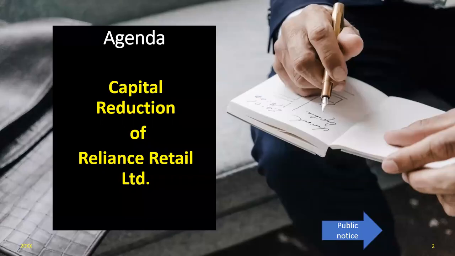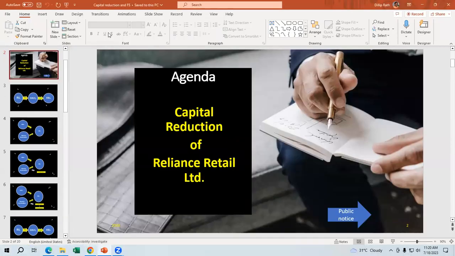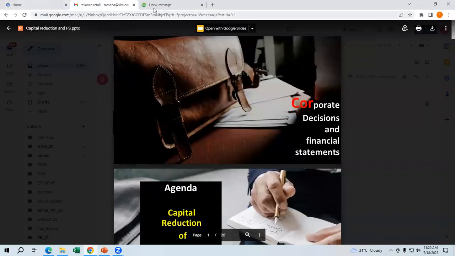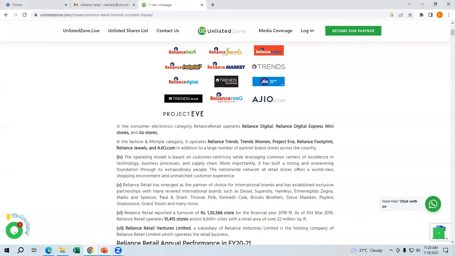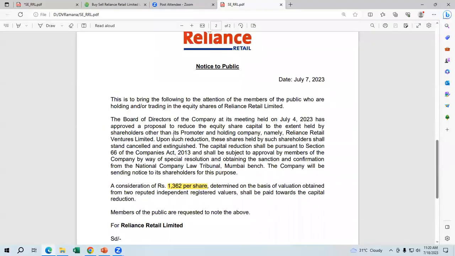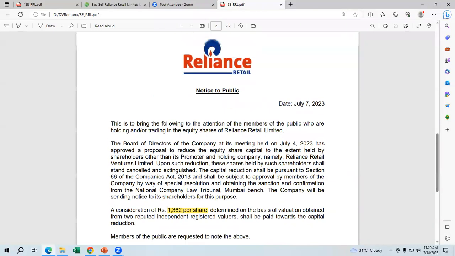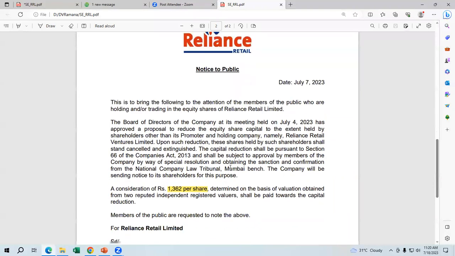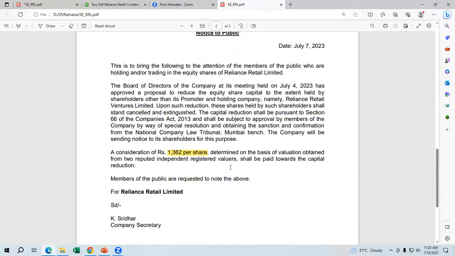Recently, Reliance Retail has announced a reduction of capital by Reliance Retail from the existing non-promoter shareholders. On July 7th, the board of directors of Reliance Retail approved the capital reduction decision. And that is the focus of our discussion today.